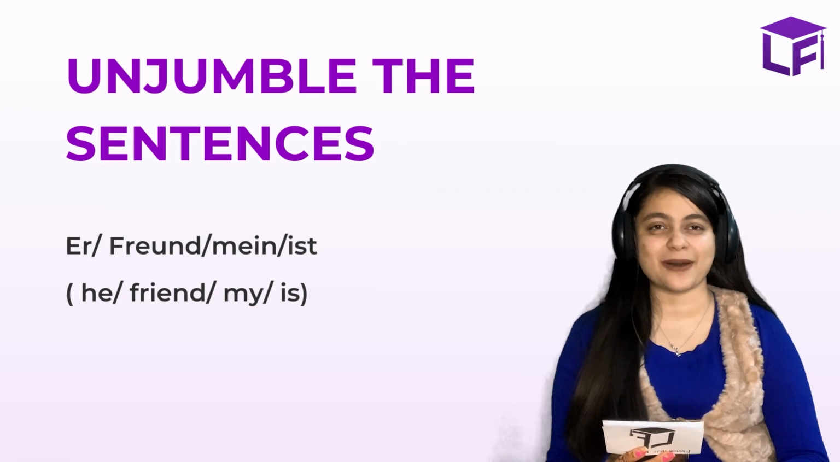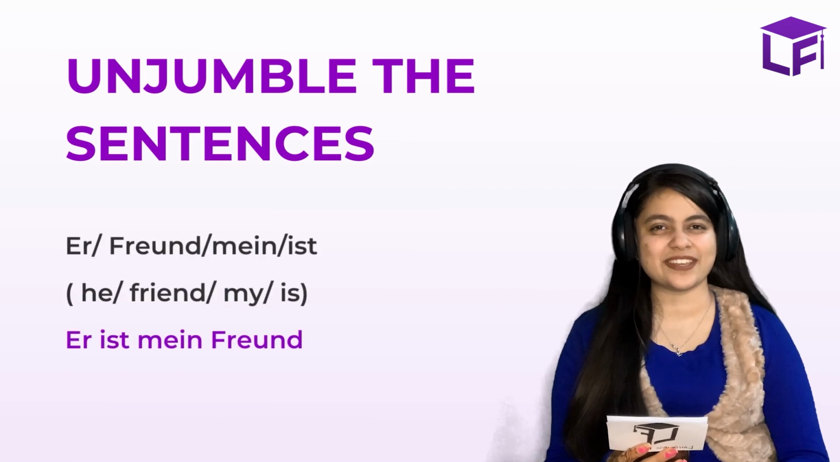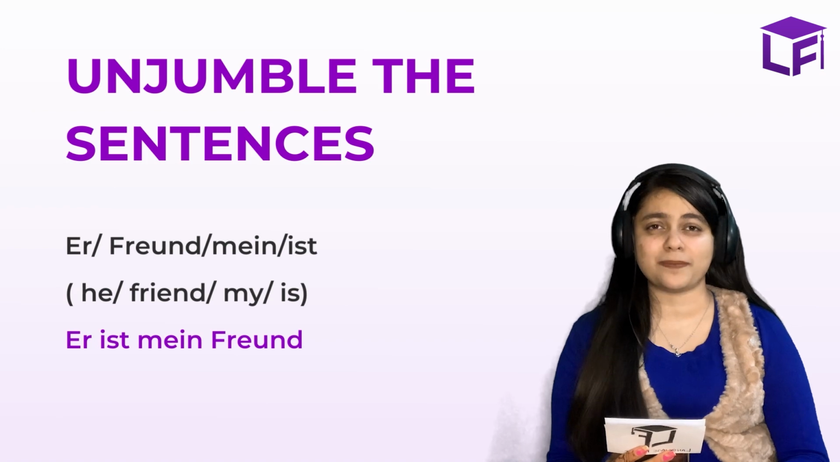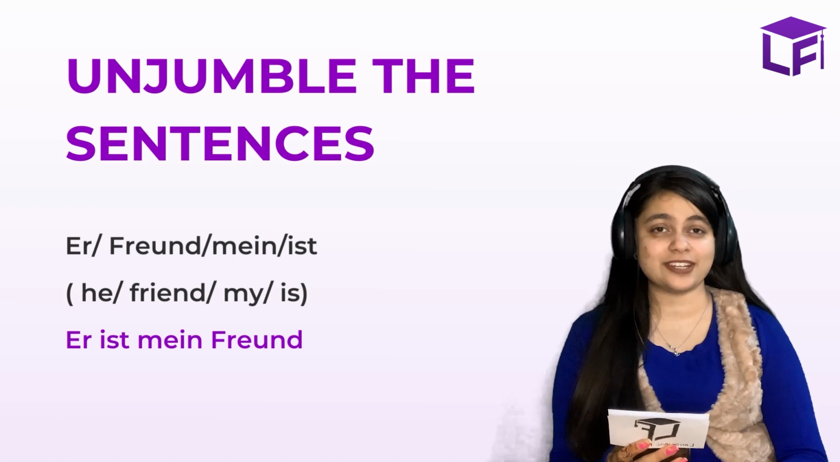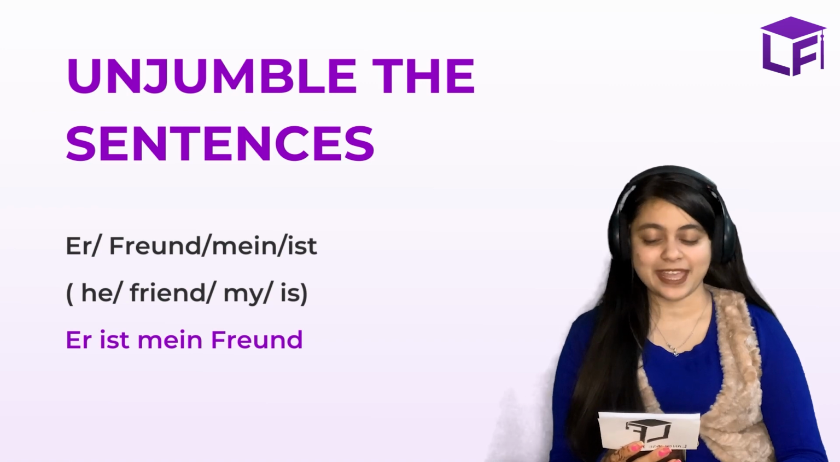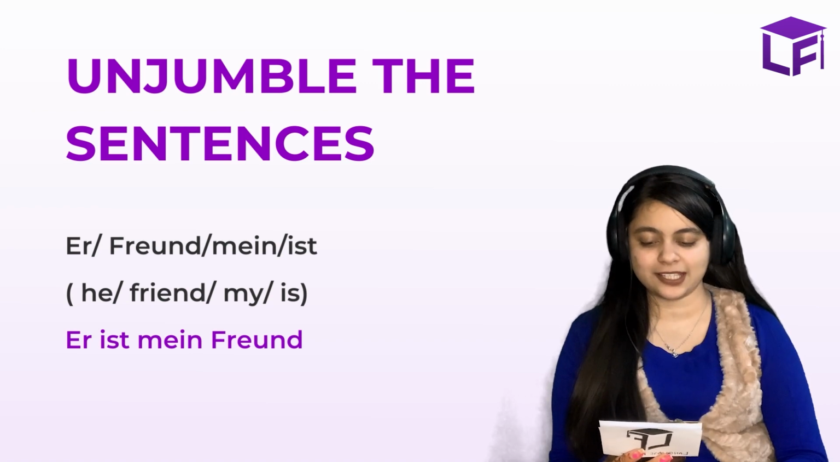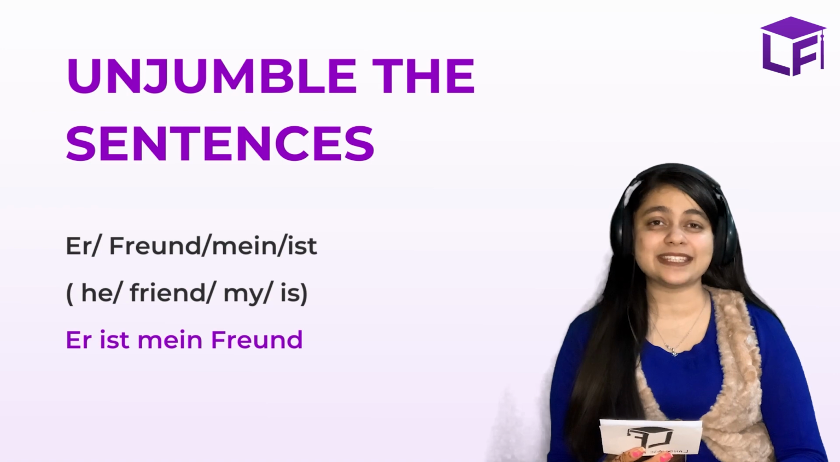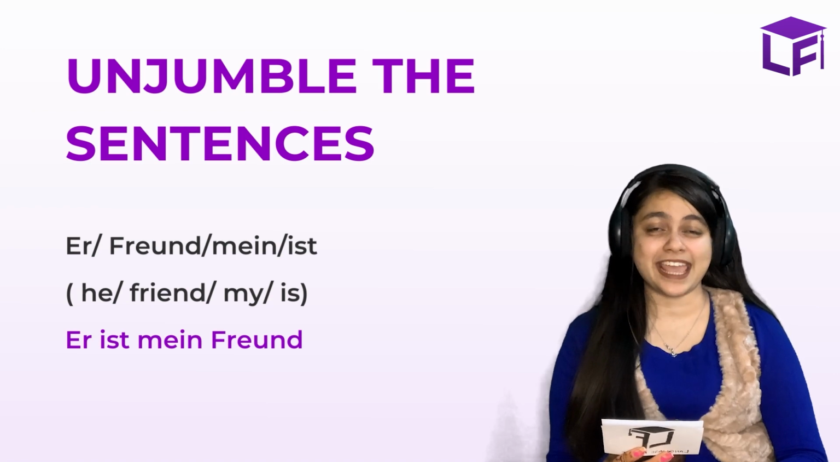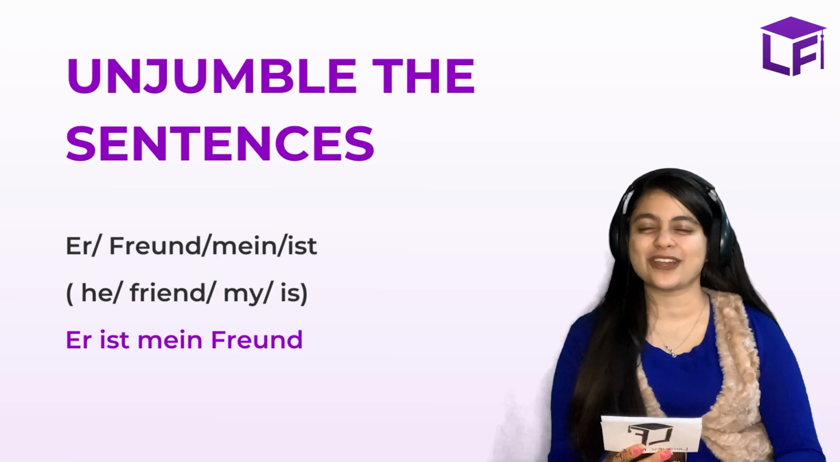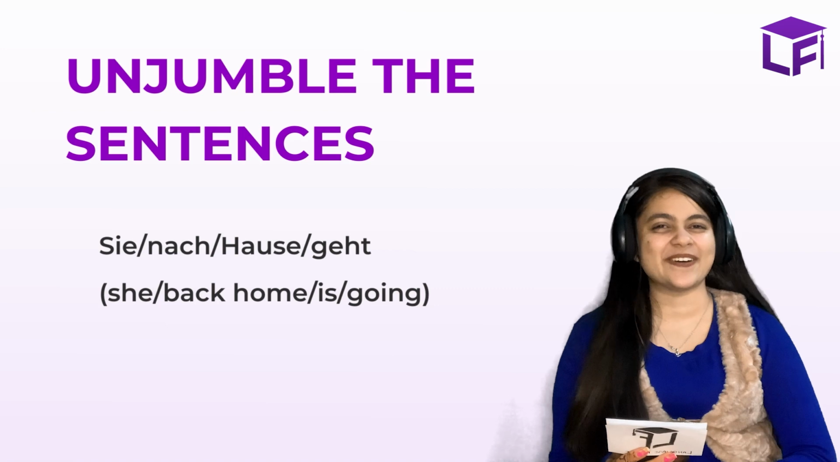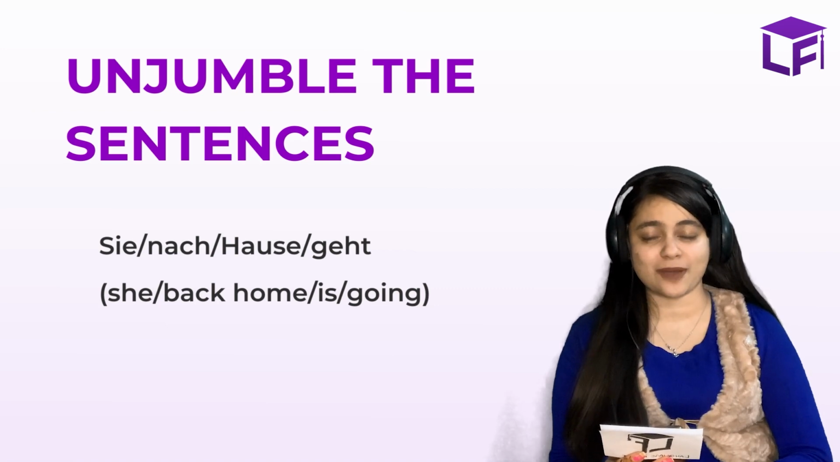Okay, time's up. So, did you think of the correct answer? Is your verb placement correct? Okay. So, I'm going to tell you the answer now. Hold up. The answer for this one is Er ist mein Freund. He is my friend. Okay, if you got this one correct, kudos to you. Alright, let's move to the next jumbled sentence.